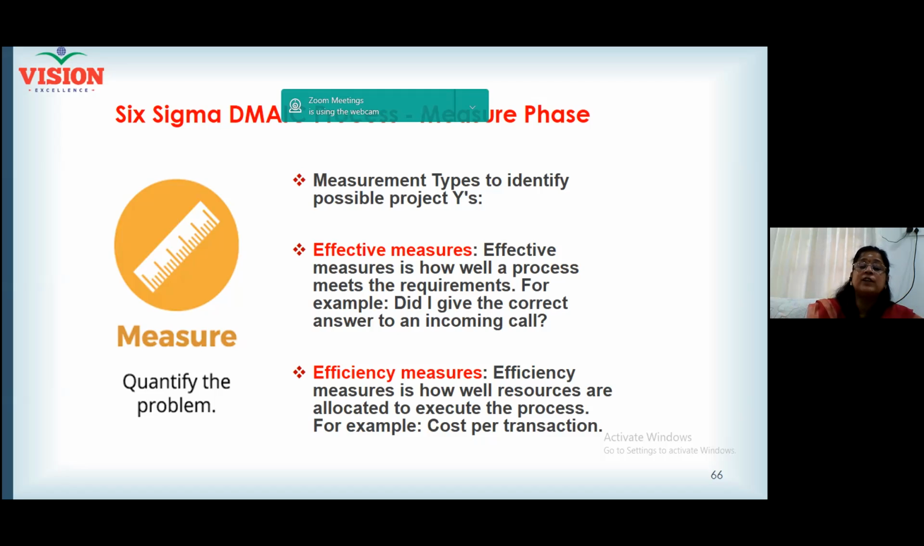How will you make it effective? An effective measure is how well a process meets the requirements. For example, did I correctly give the answer to an incoming call? That becomes more effective. And what is efficient? Efficiency measures are how well resources are allocated to execute the process, the cost per transaction.